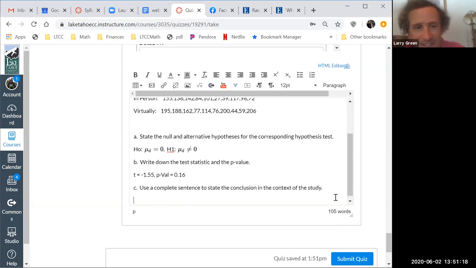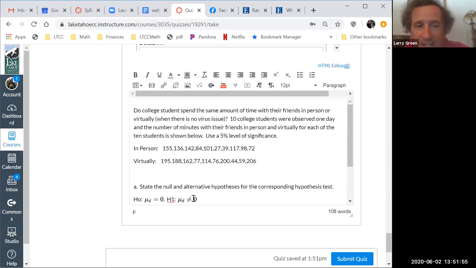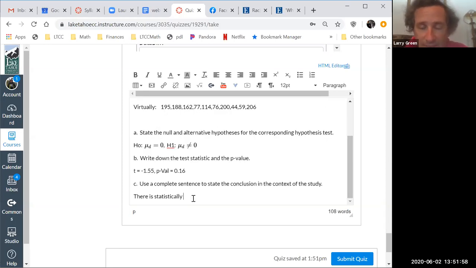All right, almost there. Next, use a complete sentence to state the conclusion in the context of the study. So it starts the same way. There is statistically... significant or insignificant? Insignificant. Yeah, the p-value is 0.16. That's bigger than any level of significance, but I think I even told you to use 5%. Even if I didn't tell you, you'd know it was insignificant.